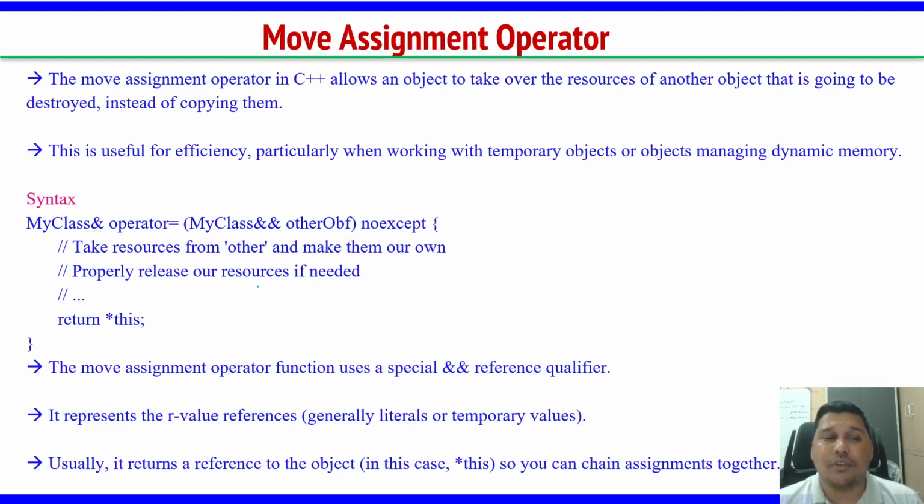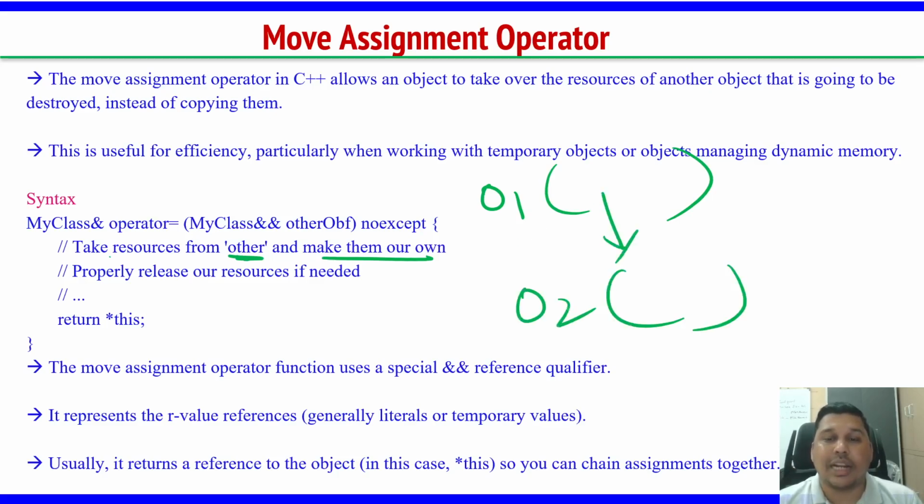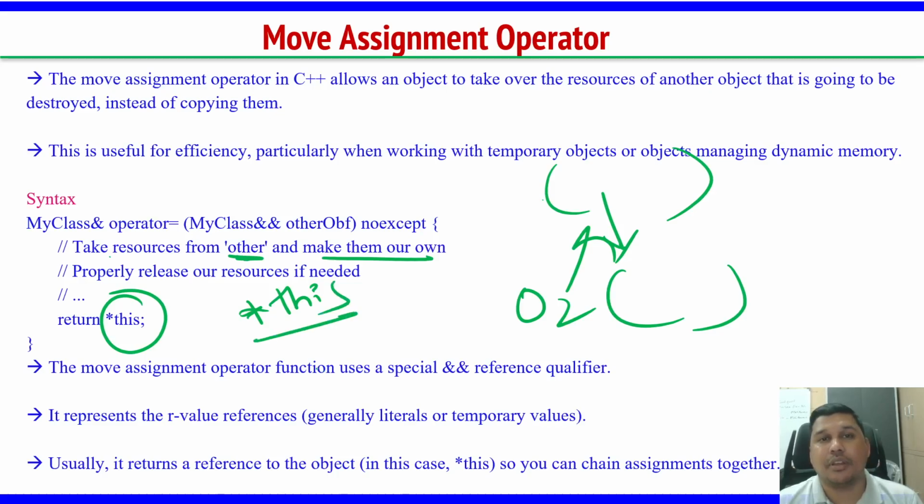What is the meaning of this? Take resources from the other and make them our own. So there exists object O1 with some resources; take them and make them our own, write them in terms of O2, delete O1, remove O1's references, erase O1 completely. It should look like those are the values of the O2 object. And since we are pointing to the same memory location, we have to return the memory address. That's why we are using this pointer, star of this.